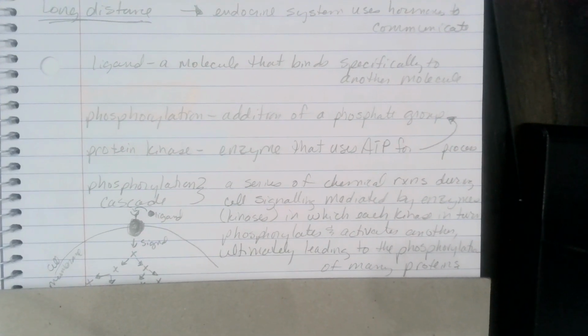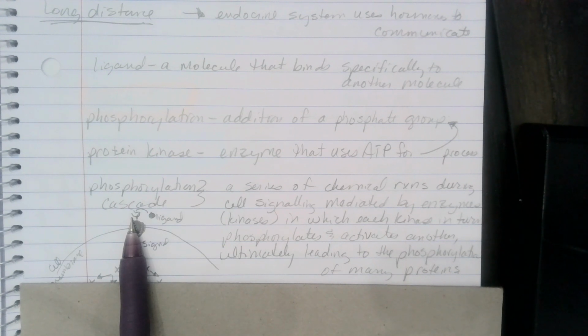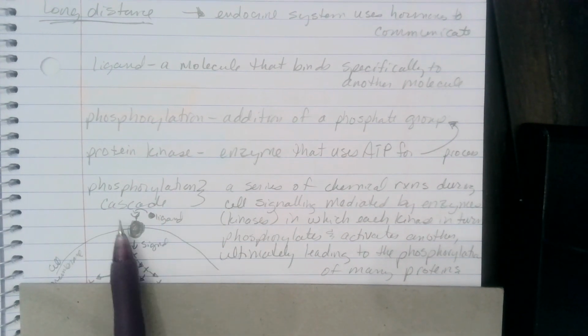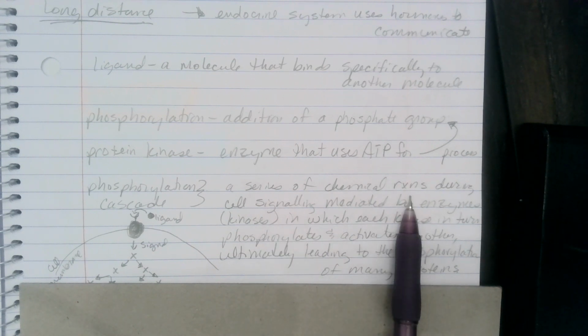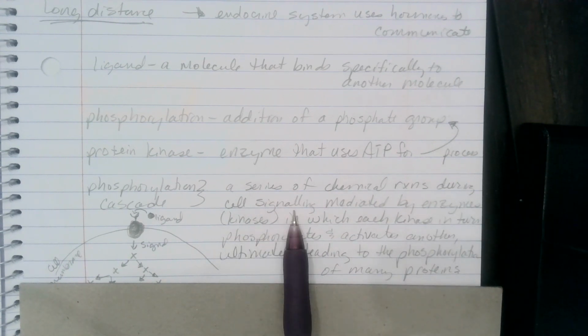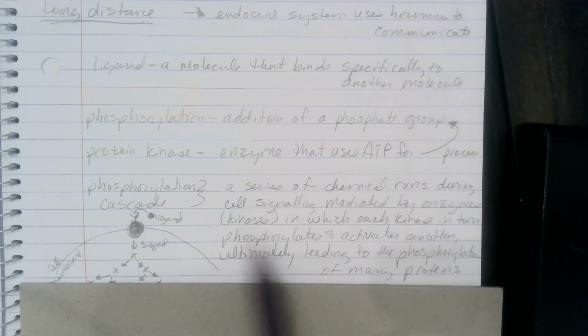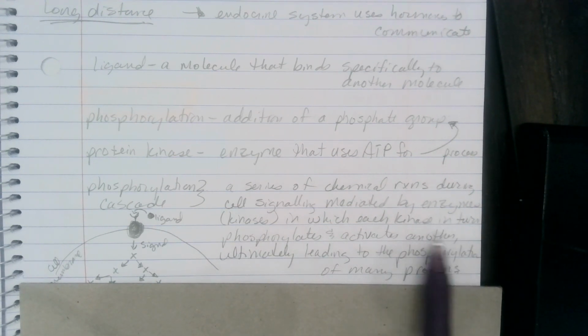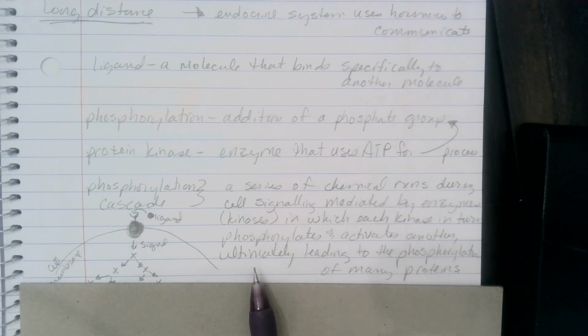All right, so I'll give you the rest of the picture here in just a minute. Phosphorylation cascade: a series of chemical reactions during cell signaling mediated by enzymes or kinases, in which each kinase in turn phosphorylates and activates another, ultimately leading to the phosphorylation of many proteins.